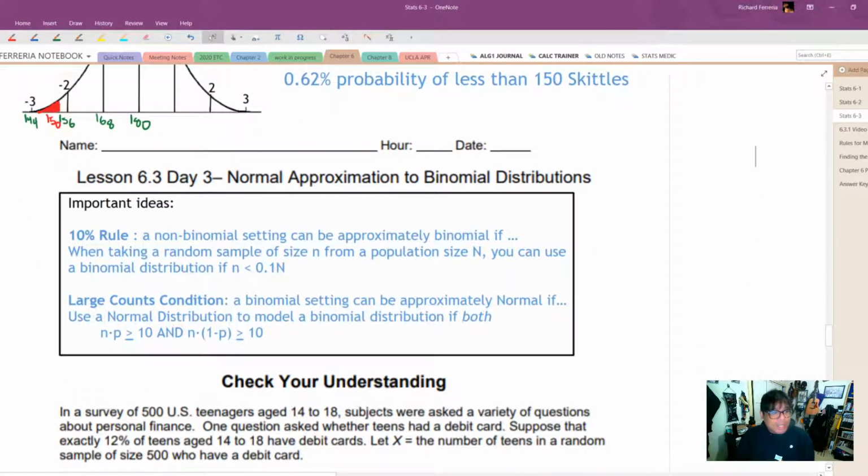So here are those two rules. Once again, the 10% rule: a setting can be treated as approximately binomial if, when taking a random sample of size n from a population of size capital N, the sample size n is less than 0.1 multiplied by the population size N. And then finally, the large counts condition: a binomial setting can be approximately normal if, and both of these have to be true, n times p is greater than or equal to 10, and n times 1 minus p is greater than or equal to 10. Those two parts of the large counts condition will ensure that the single-peaked distribution isn't too close to the left and it isn't too close to the right.